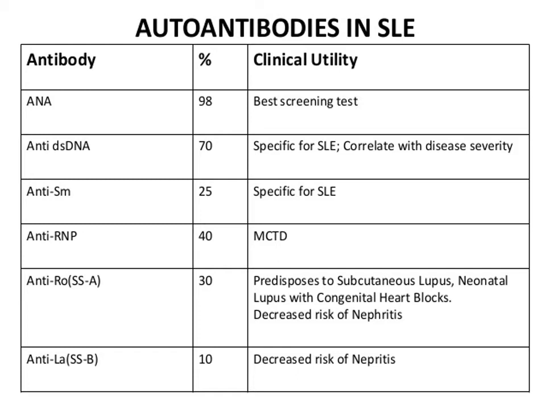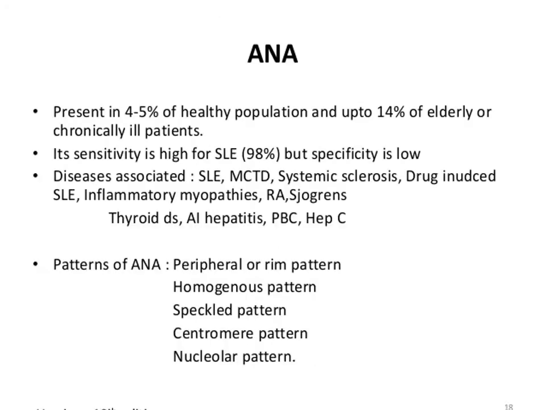Autoantibodies in SLE. Now, the most common antibodies detected are anti-nuclear antibodies, in 98%, and it is the best screening test. Anti-double stranded DNA antibodies are present in 70% of the cases and are specific for SLE, and correlate with disease severity. Anti-Smith antibodies are also specific for SLE, and certain other autoantibodies like anti-RNP, anti-Ro SSA, anti-La SSB can be detected in certain conditions in SLE.